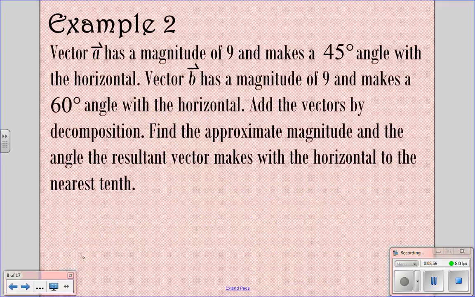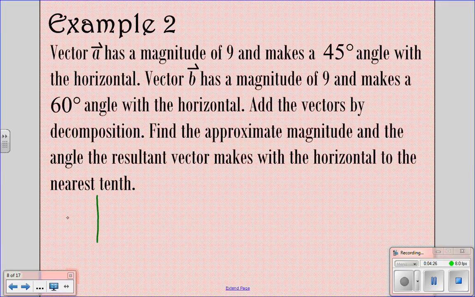Okay. Looking at the next example, vector A has a magnitude of 9 and makes a 45-degree angle with the horizontal. Vector B has a magnitude of 9 and an angle of 60 degrees with the horizontal. We add them by decomposition, and then we want to find the approximate magnitude and the angle the resultant vector makes with the horizontal to the nearest 10th. So first we have to decompose both of these.